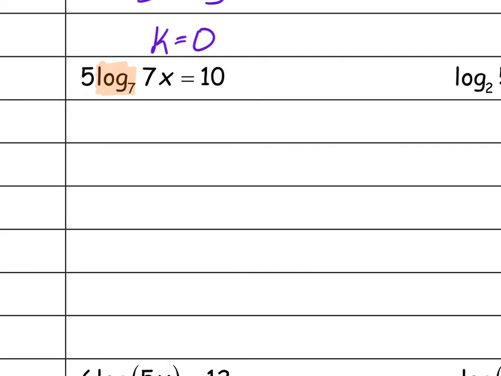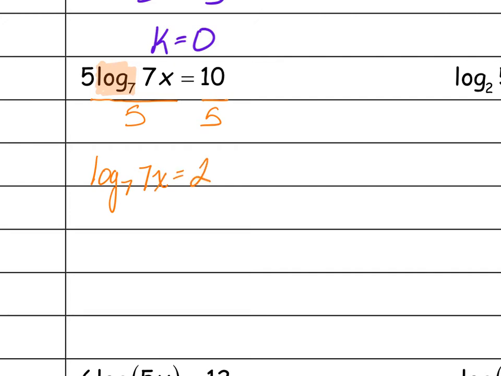So what I want to do is get the log by itself first. So it's log base 7 of 7x, and I'm multiplying by 5 with it. So I'm going to get rid of that 5 first. I'm going to divide both sides by 5, so that log is by itself. So then I get log base 7 of 7x equals 2.